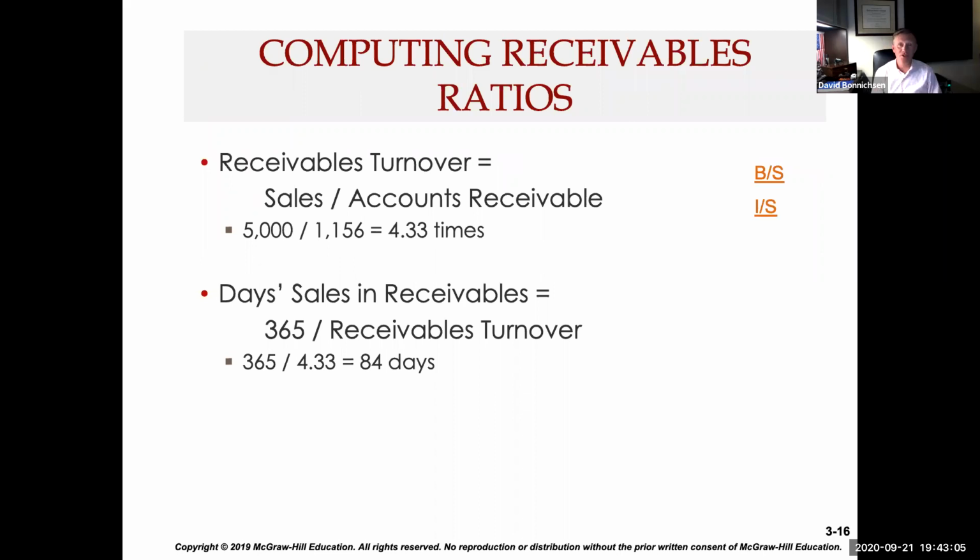Receivables ratio. How long does it take us to collect our money? Okay, so we take our sales and we divide it by our AR and we get receivables turnover. So in the case of this company, we have $5 billion in sales on $1.156 billion of AR. So we're collecting all of the money that we need to collect 4.33 times a year. And we convert that to days, and we again take 365 divided by receivables turnover, and on average, it's taking us 84 days to collect our money. Is that good or bad?